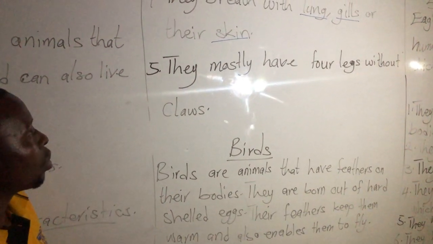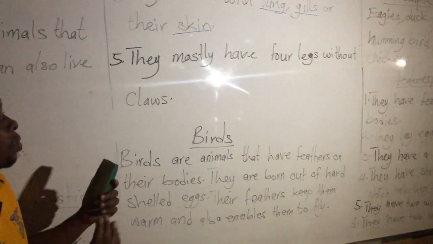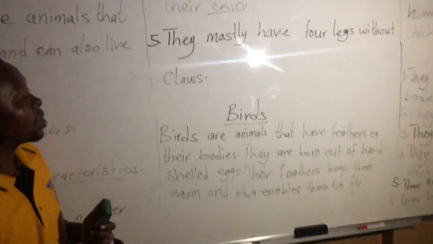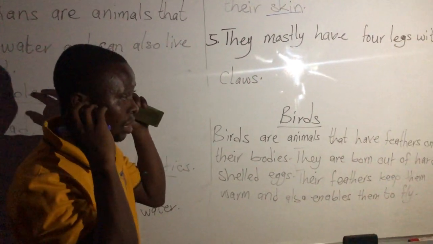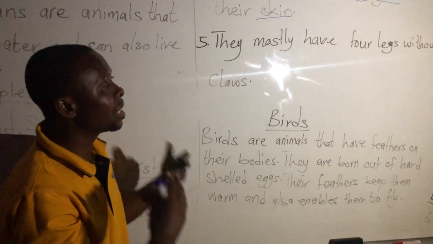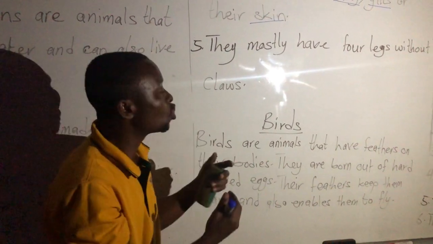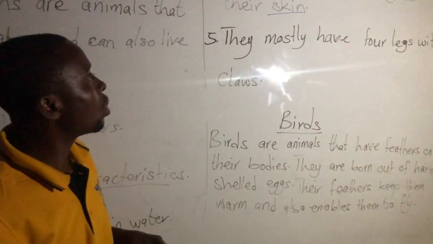For example, when you look at tilapia, when our mommy is preparing tilapia soup, she will remove something from inside the head. That is the gills. That is what helps the fish to be able to live successfully in water.